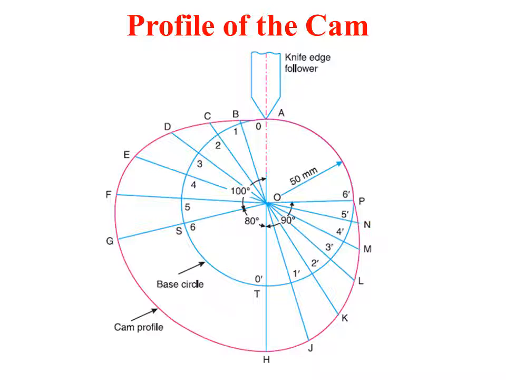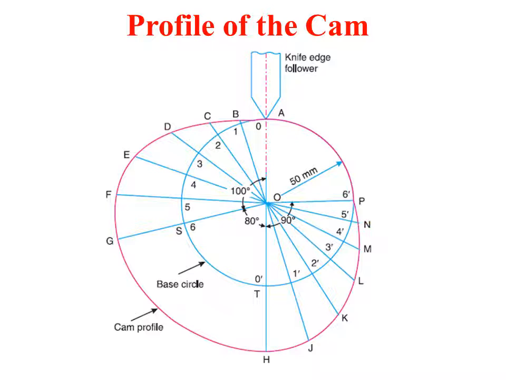Now join the points, that is 1, 2, 3 and O dash, 1 dash, 2 dash, and so on, with center O, and make sure that these lines that are drawn go beyond the base circle. The lines of 1, 2, 3, or O dash, 1 dash, 2 dash, should go beyond the base circle.